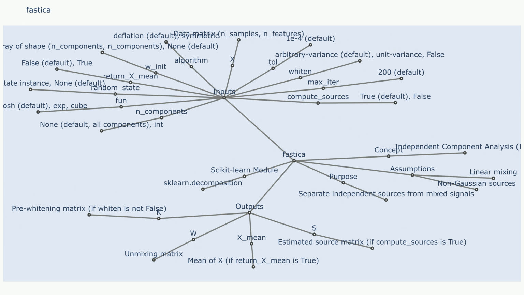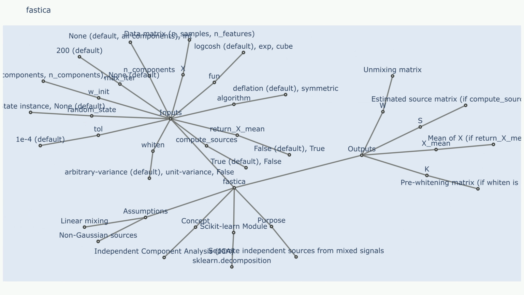Limitations of FastICA. Sensitivity to initialization. The initial guess for the mixing matrix can influence the results. Assumptions: requires data to be linearly mixed and independent components to be non-Gaussian. Interpretability: the extracted components may not always have clear interpretations, especially in complex data sets.